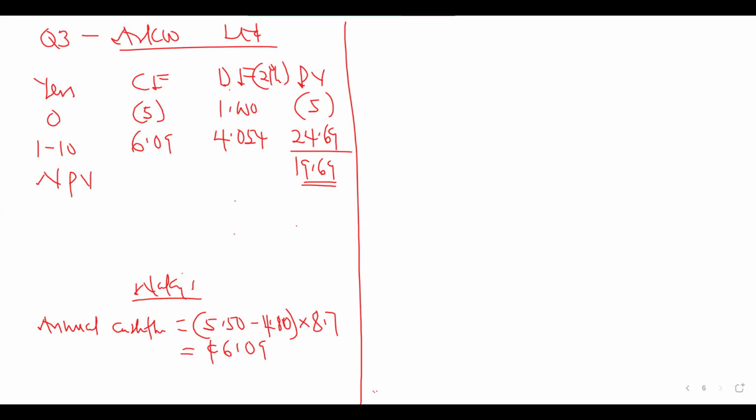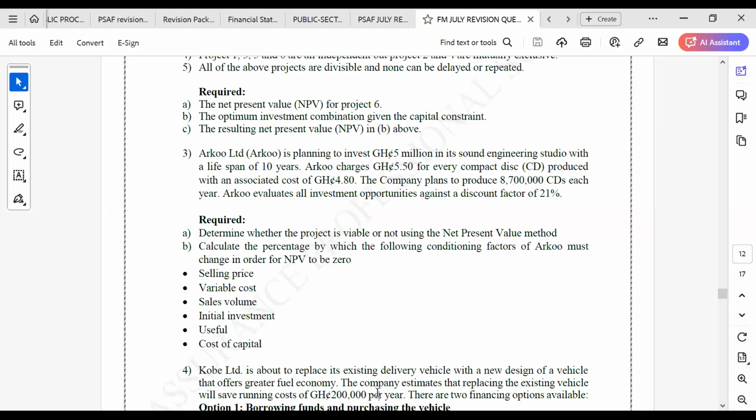Okay. So we come to the sensitivity analysis. Calculate the percentage by which the following factors must change in order for the NPV to be zero. So whenever they ask you to calculate the percentage change of certain variables, they are just asking you to do the sensitivity analysis of that. And we said that the last time.